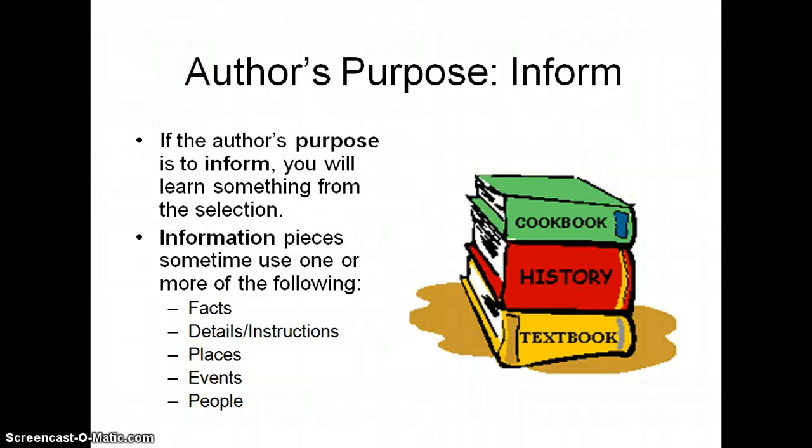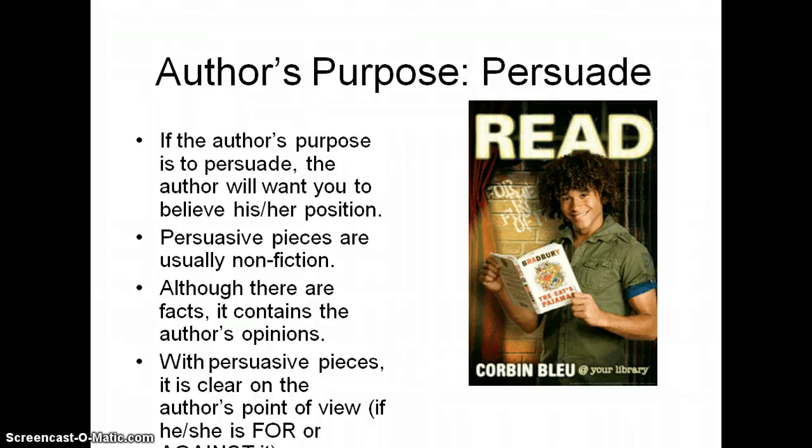When the author's purpose is to inform, you will learn something from the selection. Information pieces usually include facts, details or instructions, places, events, and even people. When the author's purpose is to persuade, the author will want you to believe his or her position.